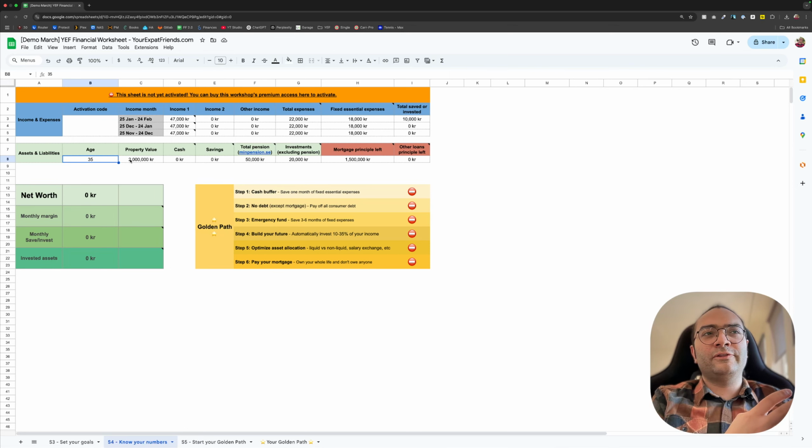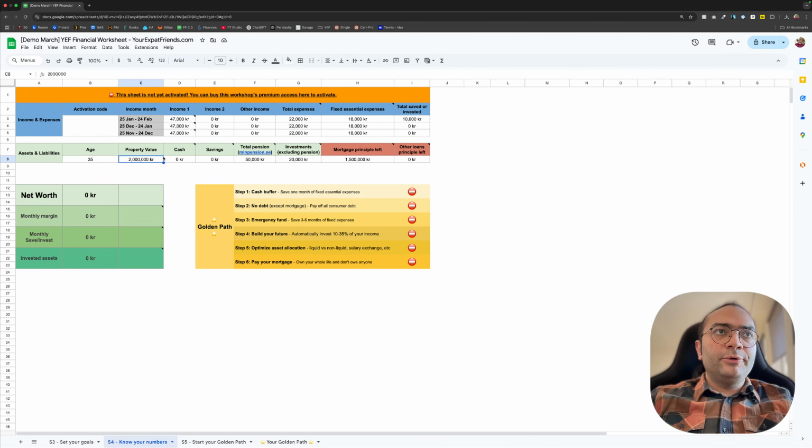So if one of you is 32 and one of them is 35, it's fine. You can get that 32, 33 range in here. So as a couple, you don't need to get too worried about this. Just use one of your ages that makes sense, or average them out.